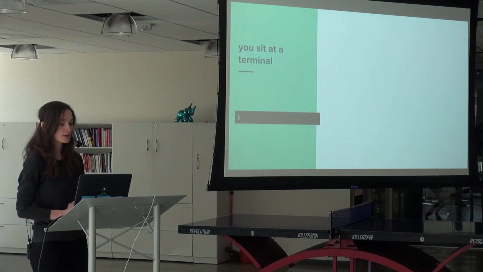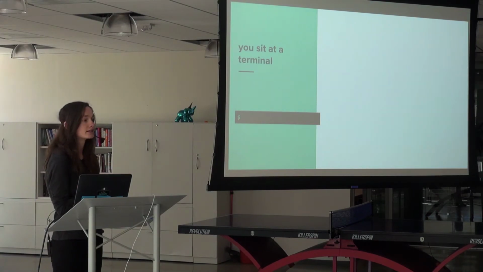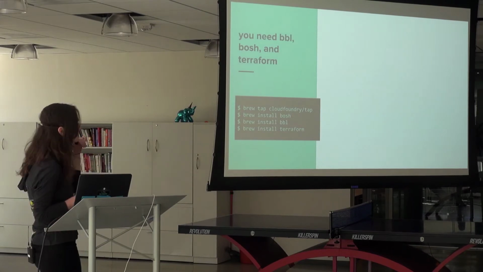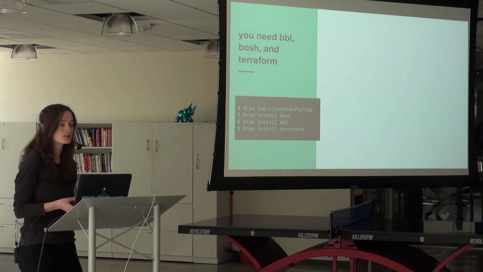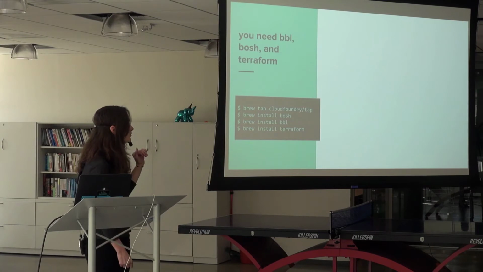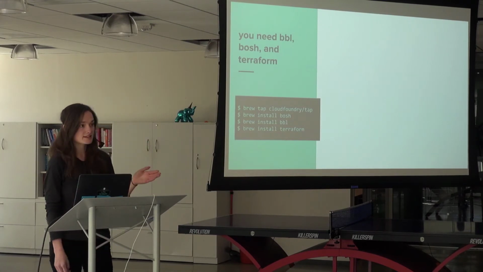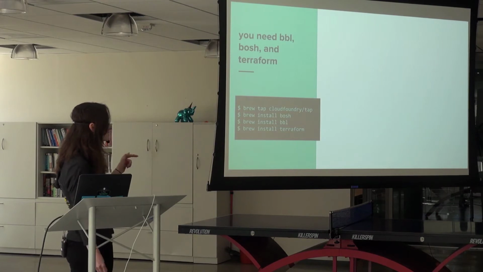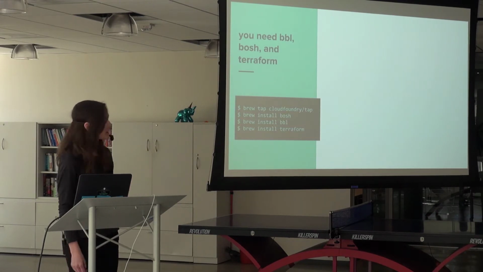All right, so how do you get this working? You're going to sit at a terminal. The first thing that you're going to do is get yourself the CLIs that you need for this to work. So you can install Bosh, because that's both the CLI and the name of the software. You have to install Bubble, which is the tool that I'm about to talk about, and you also need to install Terraform.